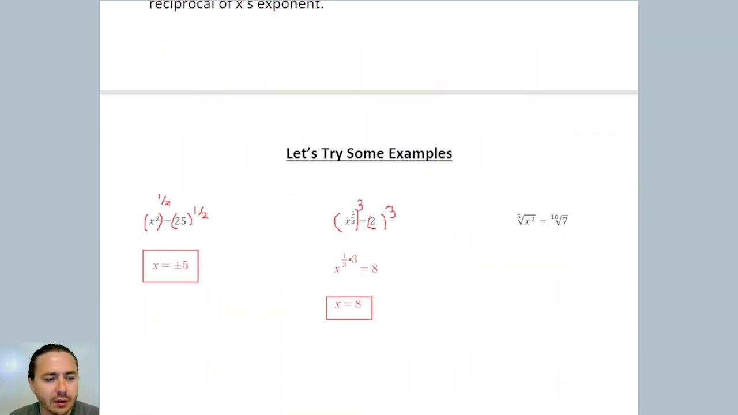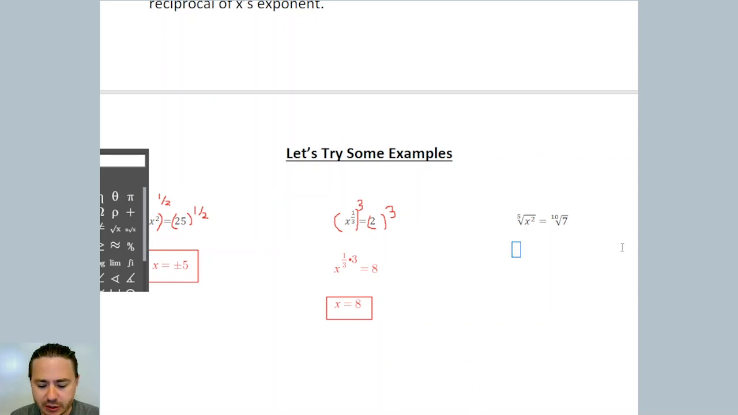When you write these as a rational exponent, the exponent's going to be the power over the root.